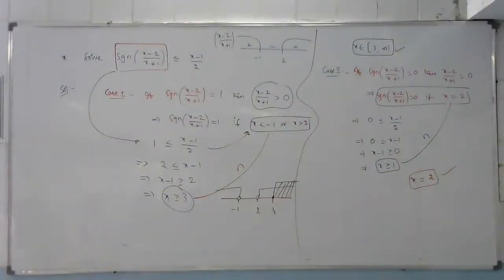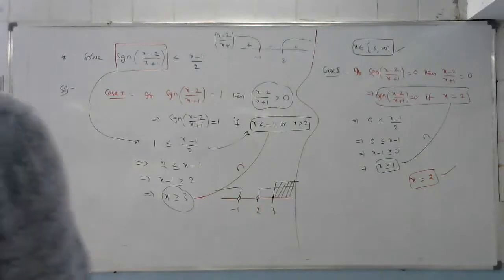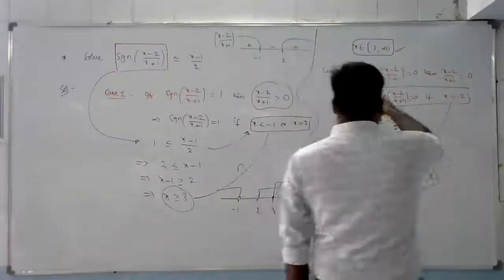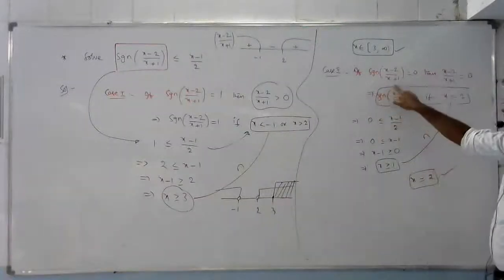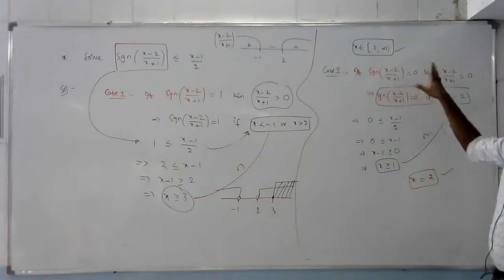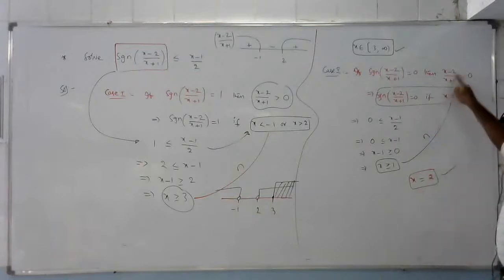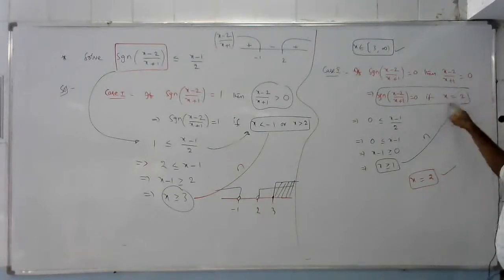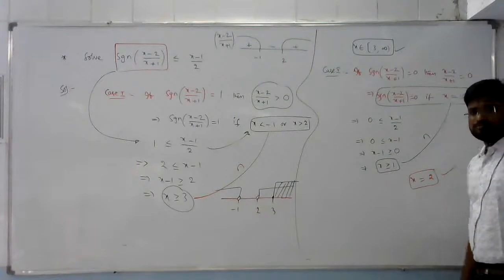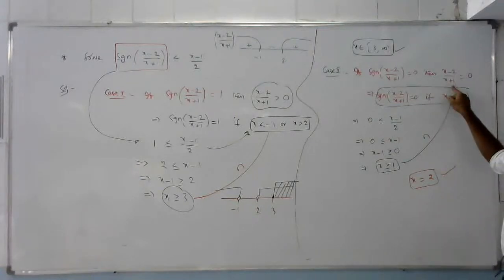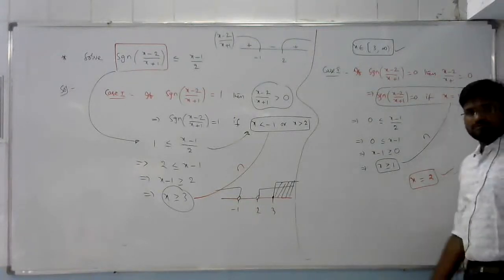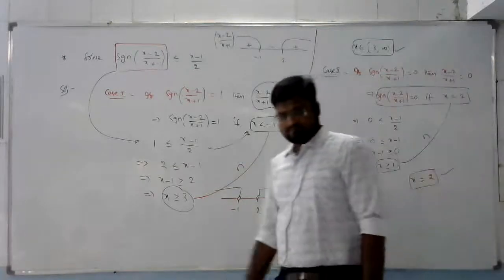Why x equal to 2, sir? Vishwas Joshi, signum of (x minus 2)/(x plus 1) is equal to 0. By definition, when this is equal to 0, right? (x minus 2)/(x plus 1) equals 0. Now (x minus 2)/(x plus 1) equal to 0 means what? x minus 2 equal to 0 only, right? Isn't it? So definitely x is equal to 2. When will (x minus 2)/(x plus 1) be equal to 0? When x equals 2. Is it clear?